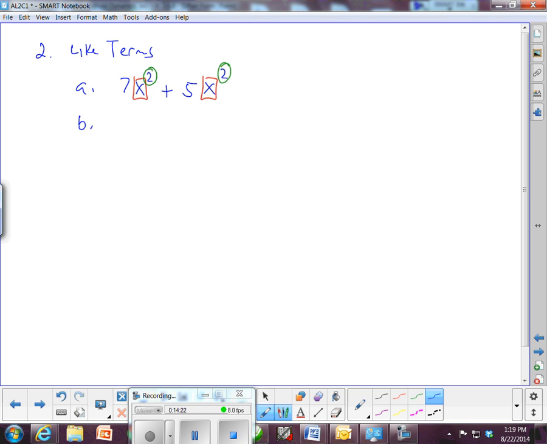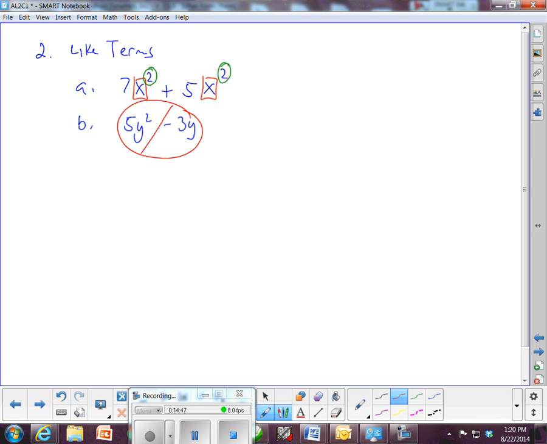Be careful with something like this: 5y squared minus 3y. These are not like terms. Even though they have the same variables, a y in both cases, the variables are not to the same exponent. So you could not add those.